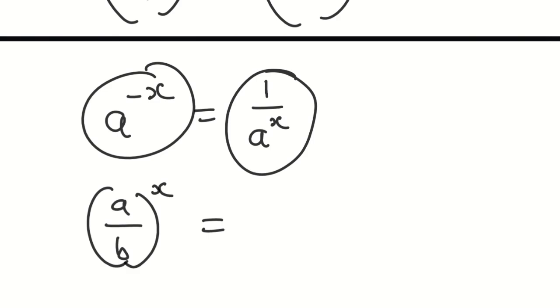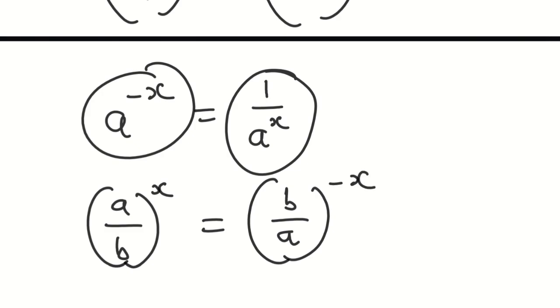See what I'm going to do now. If I want to bring in minus x, I am going to take the reciprocal of a over b. It will now become what? B over a. So when I say reciprocal, you have a fraction, turn it upside down. Basically that. So a over b will become b over a, all raised to the power of minus x. You see that now? That's exactly what I'm going to be doing to what we have up there.